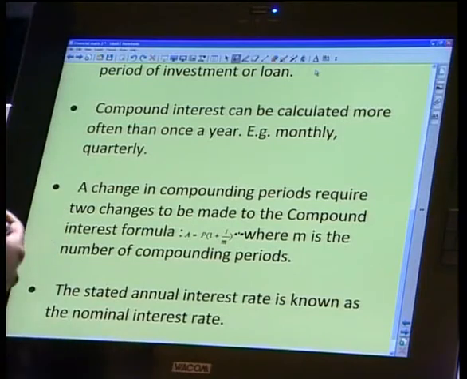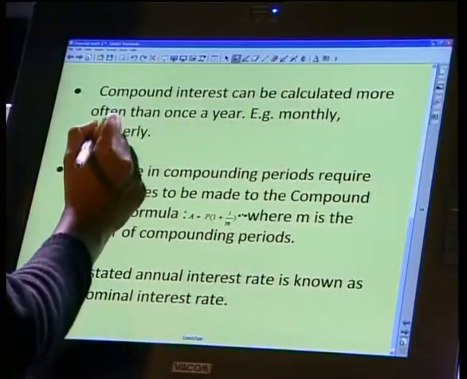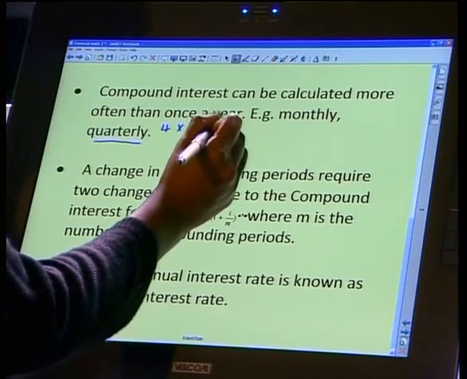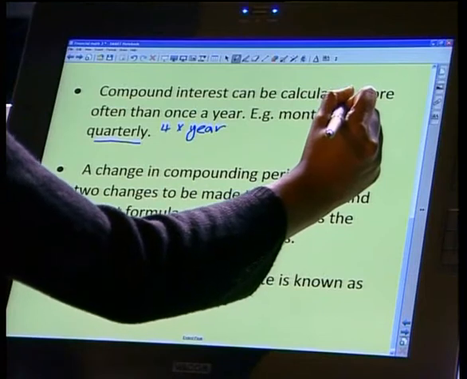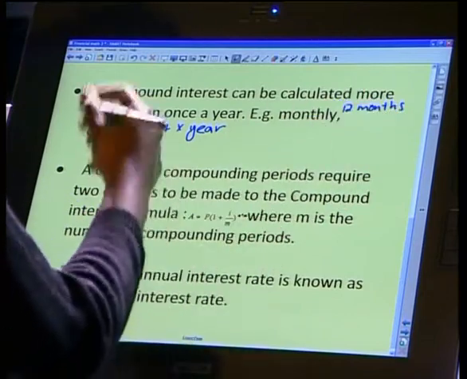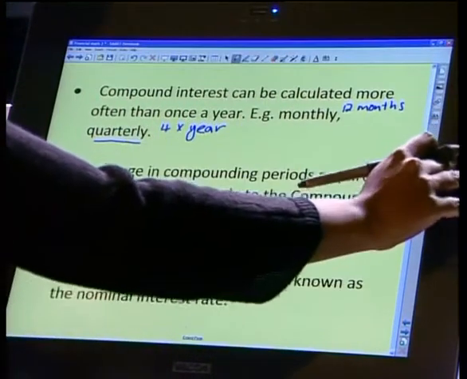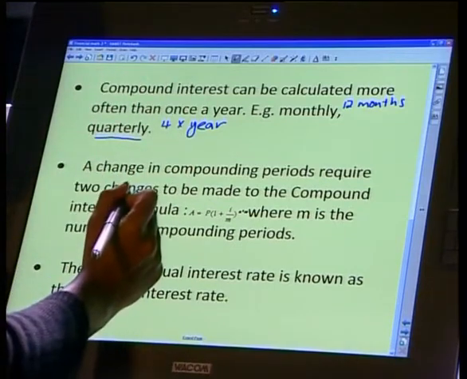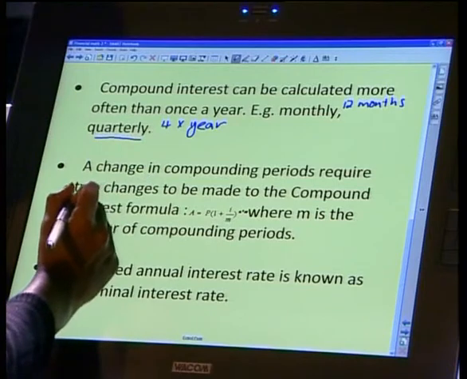Compound interest that you have looked at so far has always been annual. However, compounding can occur more than once a year. So for example, interest can be compounded monthly, which is 12 times a year, quarterly, which is the same as 4 times a year, or every 3 months. Monthly is every month, so that's 12 months in a year. And you can even have semi-annual and daily compounding.